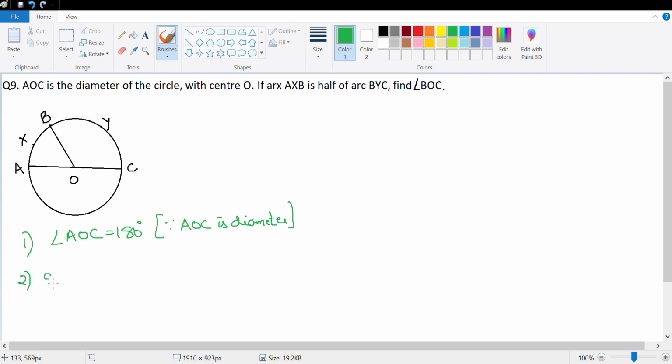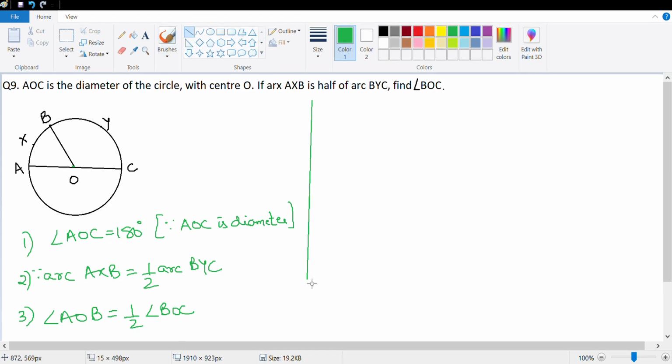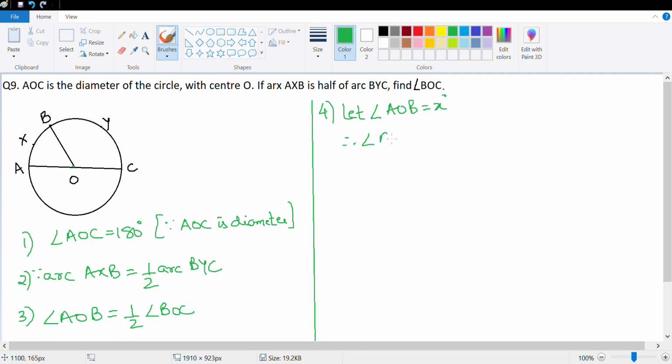Next, since arc AXB is equal to half of arc BYC, the angle that they subtend at the center means angle AOB will be equal to half of angle BOC. Yes, so let angle, not 3, that will be number 4, 3 we've already done. Let angle AOB be equal to x degree, therefore angle BOC would be equal to 2x degree.